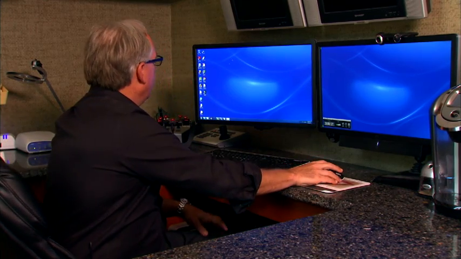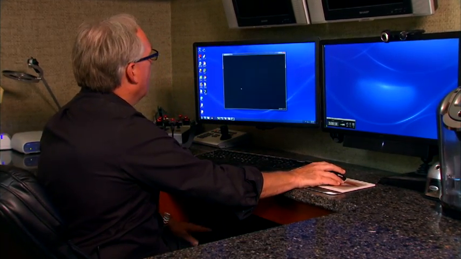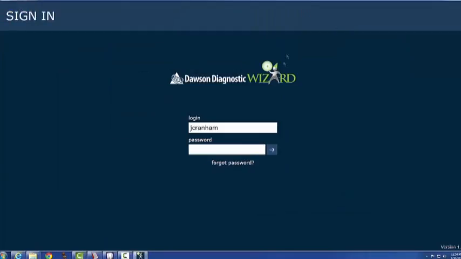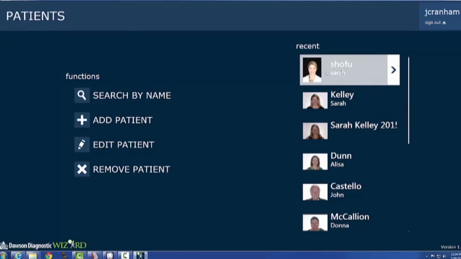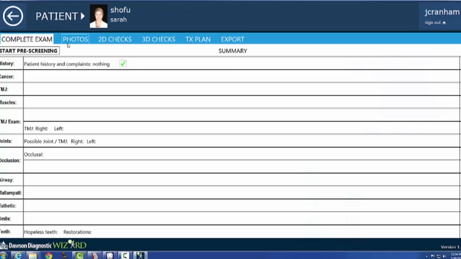Okay, so now what I want to do is take a minute to show what each picture means. Again, for some of you this will be review, but the best way to do this is just to open our program, the Dawson Diagnostic Wizard that we're training you on. If Sarah was the last patient that we looked at, she'll be right there, and when we click that open, we had done a complete exam for her, so all the examination data would be there.